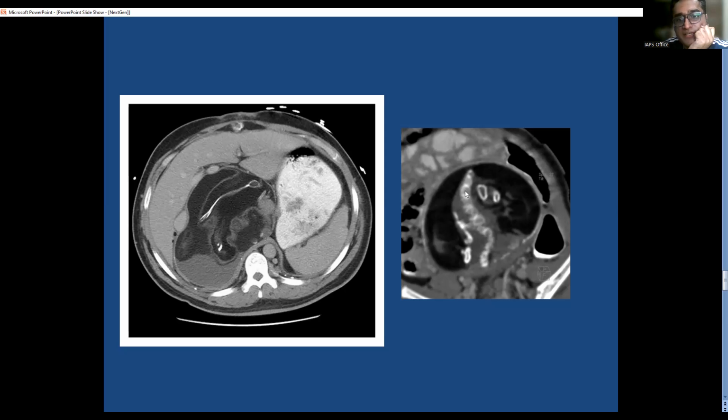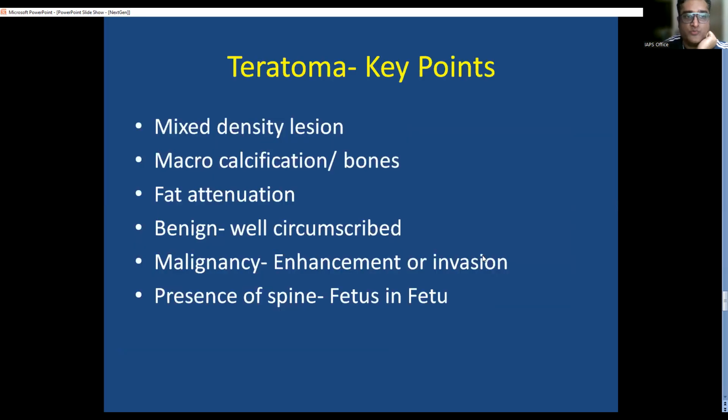You see a spine. So presence of a spine denotes that it is fetus in situ. Okay, basically, sir, it's a teratoma only. But presence of a spine is the criterion for diagnosis of fetus in situ. So you see presence of spine here, that's why it's fetus in situ, although the management doesn't vary.